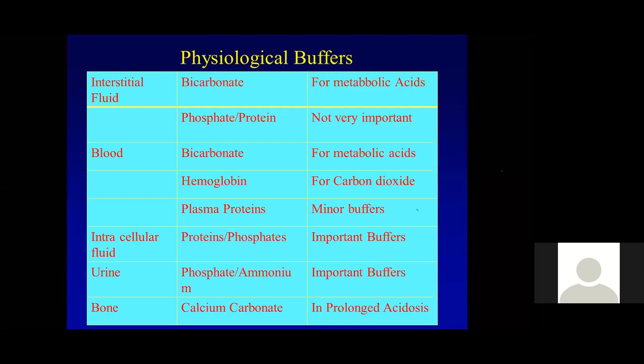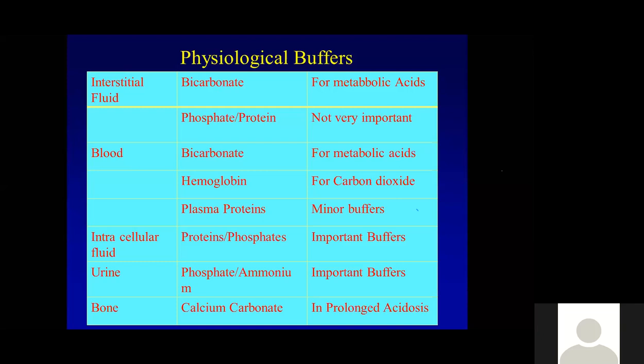Bicarbonate is very, very important because it is the major metabolic acid which is present. Based on the bicarbonate levels, you can see in the further steps how it monitors and makes the pH normalization. Hemoglobin, as I mentioned, handles carbon dioxide; plasma is not that important. But when you compare to the intracellular, the proteins and the phosphate are the important buffers, apart from the urine where the phosphates and the ammonium are present. And in the bone, whenever there is prolonged acidosis, then the calcium carbonate comes into the picture. So these are the physiological buffers present within ourselves, which maintain the pH of the patient.